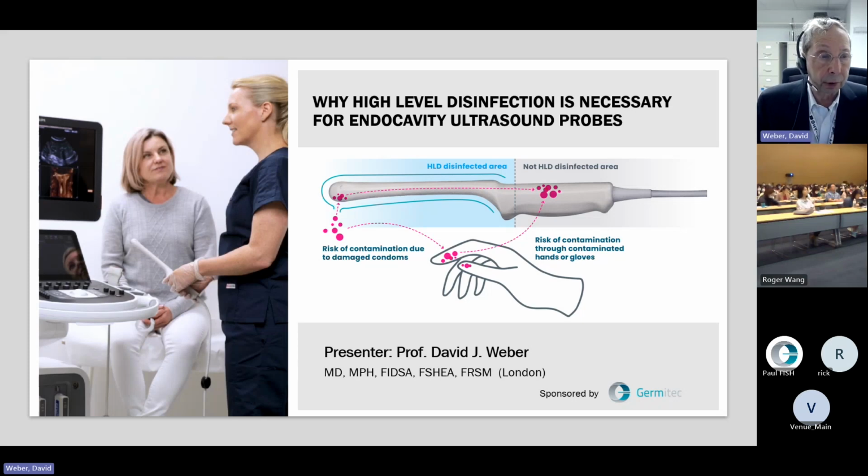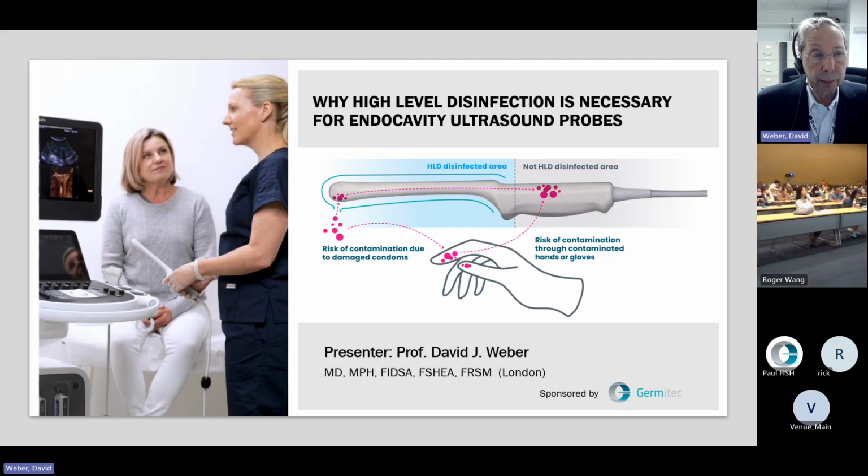As you can see in front of you is a diagram of a typical endocavity ultrasound probe. This is a probe that would be used in the vagina or rectum. We also do ultrasound in the esophagus for cardiac ultrasound. The part that enters the cavity requires high-level disinfection, or HLD, and it certainly would be contaminated by any organisms that might be present in the vagina, rectum, or esophagus.